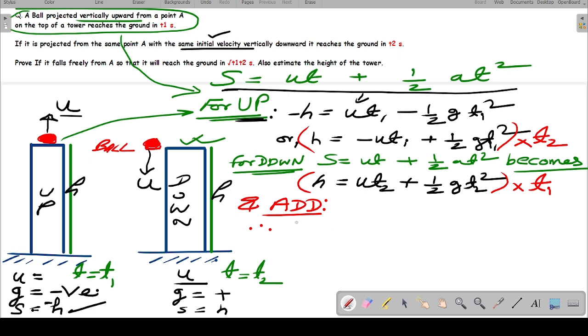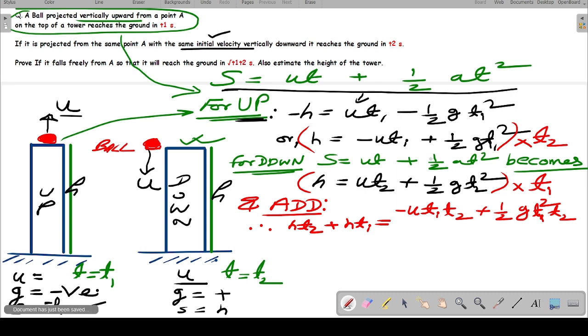RHS terms respectively, we will be having H times T2 plus H times T1 is equal to, in the RHS, you can see, minus U times T1 T2, minus U times T1 into T2, right? Plus half G T1 square is already there, multiplied by T2 will become half G T1 square into T2, right? And from the RHS of the second equation we get U times T1 T2, right?